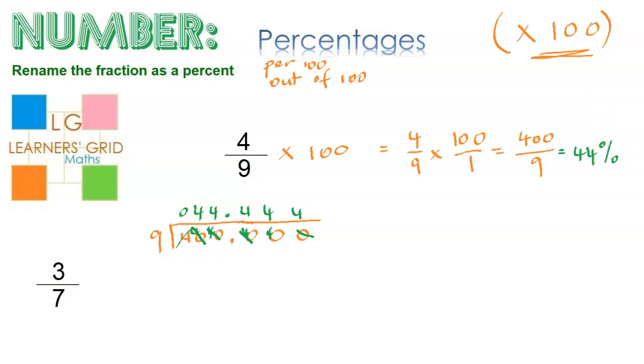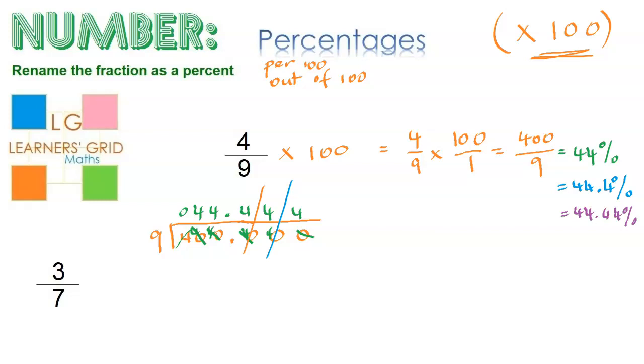If you had to round off to 1 decimal place, there's another option: 44.4%. If you were rounding off to 2 decimal places, it would be 44.44%, and so on.